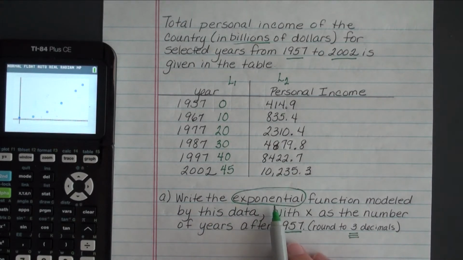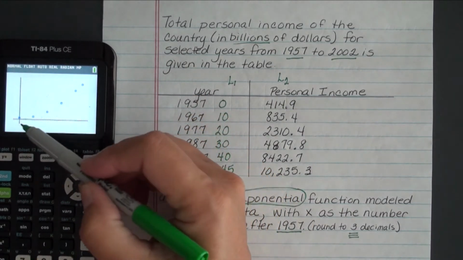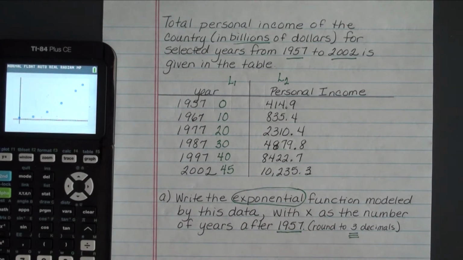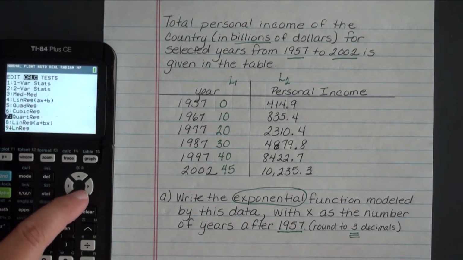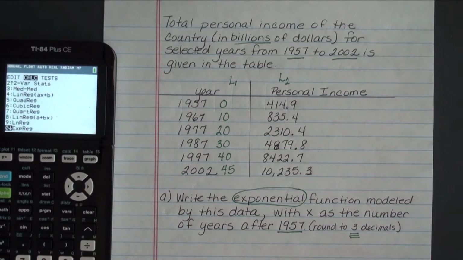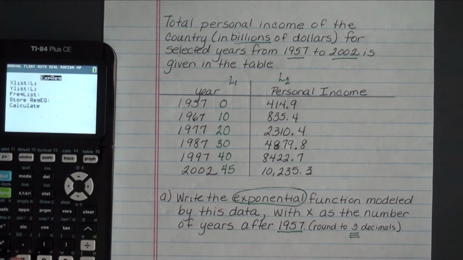We are asked to find the exponential function, but you should recall, if you look at the points, that those do follow the exponential path. So we're going to find the exponential function. In order to do that, I press Stat, I go over to Calculate, and I'm going to go down to Command 0, which is exponential regression, and I'm going to press Enter. And then I'm going to go all the way down to Calculate, and I should come up with my equation.